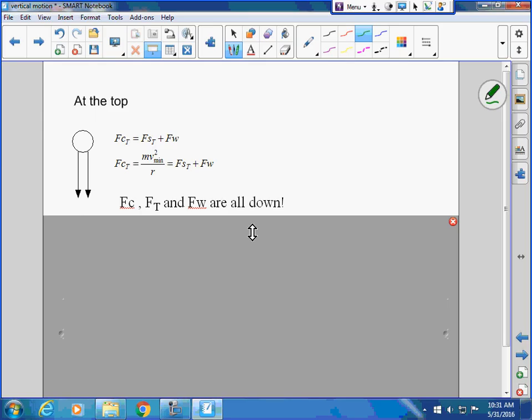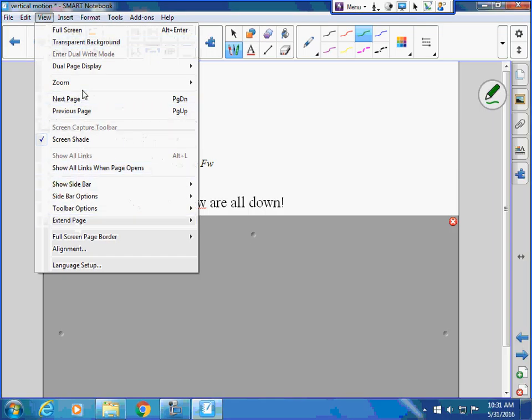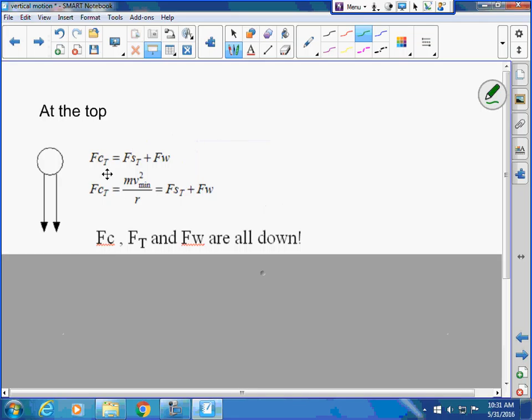So at the top, FCT, total centripetal force. Let me just make it a smidge bigger because it's kind of small. The total centripetal force is the string tension plus the weight force, right? The total centripetal force is mv squared over r, but because the v is at the top, it's a minimum. So mv squared over r, where v is at a minimum, is equal to the string tension plus the weight force. And the centripetal force, the string tension, and the weight force are all down or negative. Okay, now you can write it.